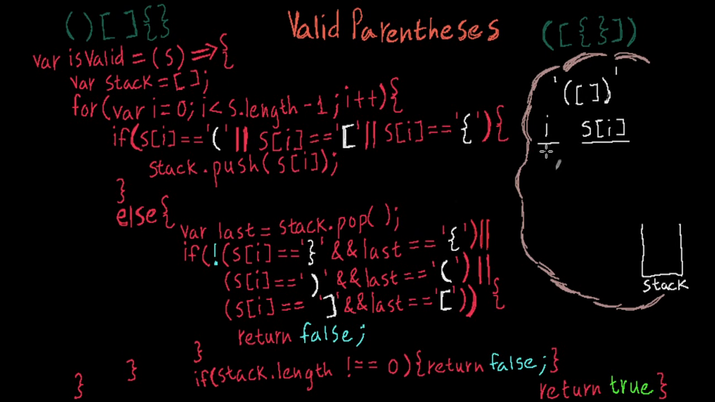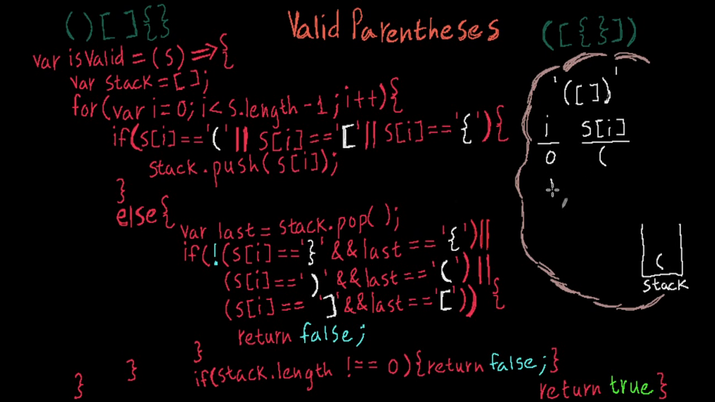So when i equals 0, that is, when we are at index 0, s of i, our current element, is a round parentheses opening. Again, what do we do when we encounter opening parentheses? When s of i is any one of these opening parentheses, we push it onto the stack, like so.